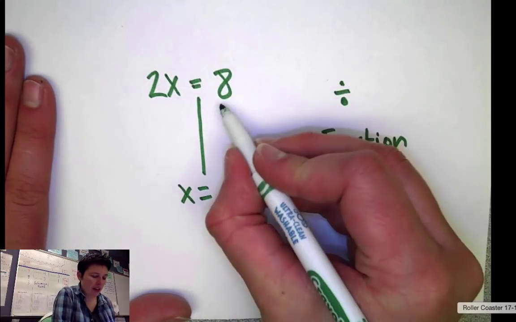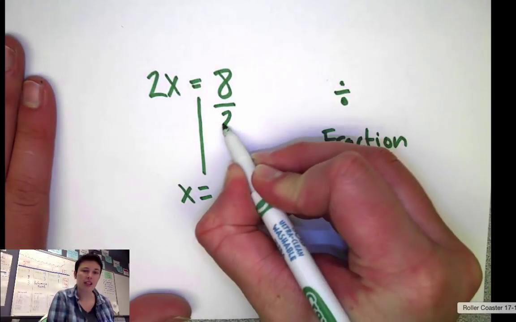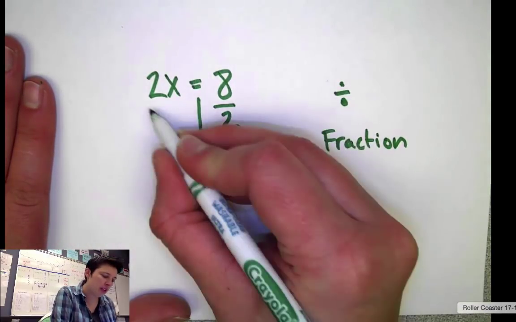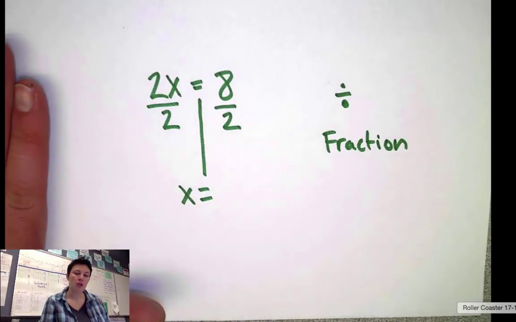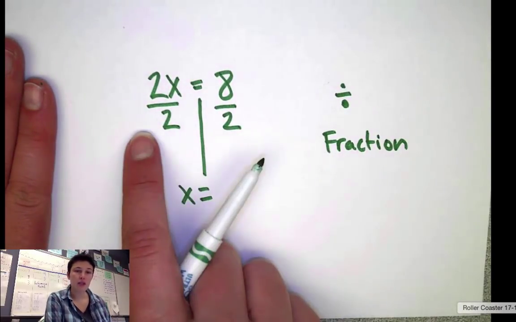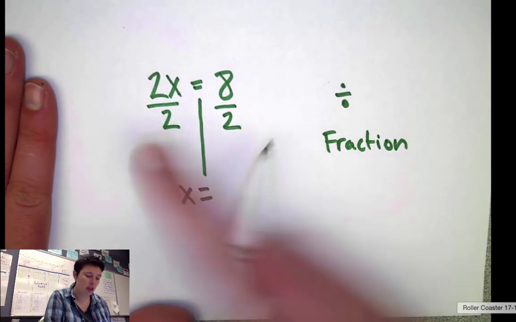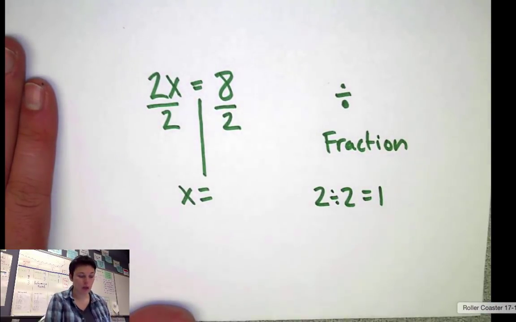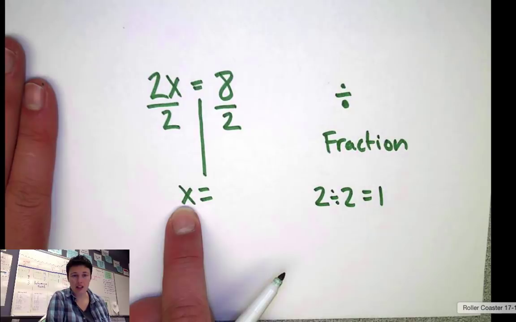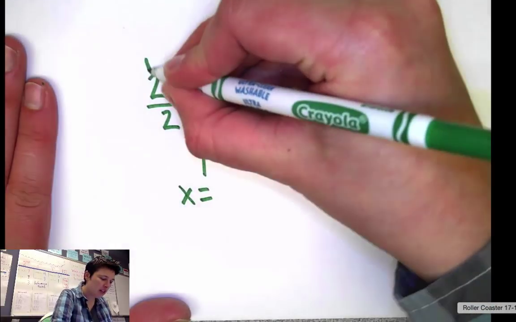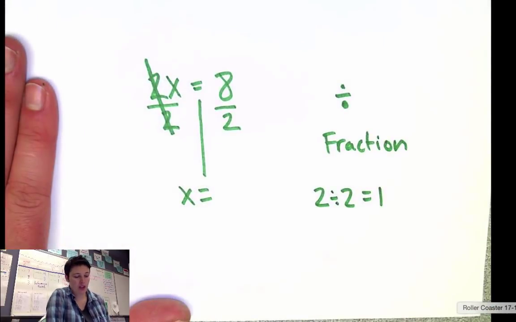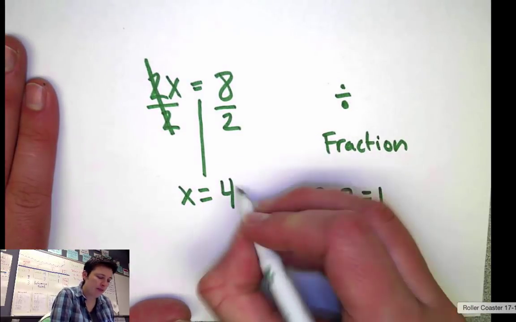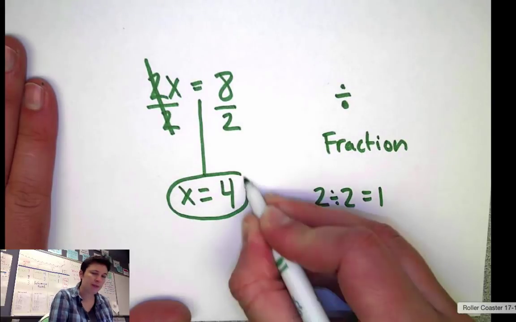So when I wanted to divide this by 2, I'm going to show it like this. 8 divided by 2. And I'm going to divide this side by 2 also. When I do the left side, 2 divided by 2, think about that. 2 divided by 2 is 1. So now I only have 1x. Perfect. Basically, it's like these are going to go away. I'll just have the 1x. And 8 divided by 2 gives me my answer of 4. X is equal to 4.